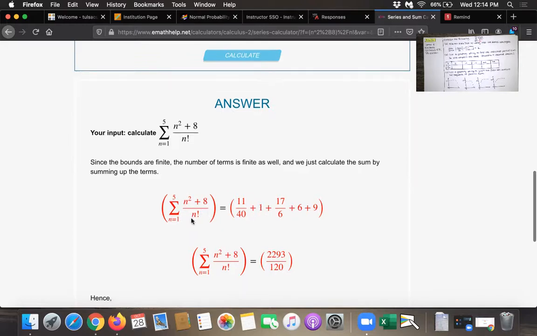And then when n equals 5, we've got 5 squared plus 8, which is 25 plus 8. And that's 33. And we've got 33 over 5 factorial, which is 33 over 120, which simplifies to 11 over 40. So that's all they did. They just computed a sub 1, a sub 2, a sub 3, a sub 4, and a sub 5. And s sub 5 is the sum of the first 5 terms, and they added them together.